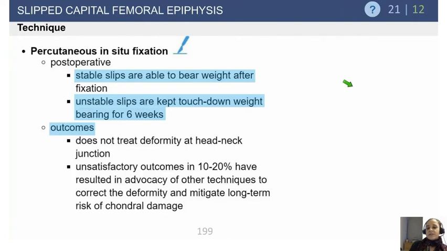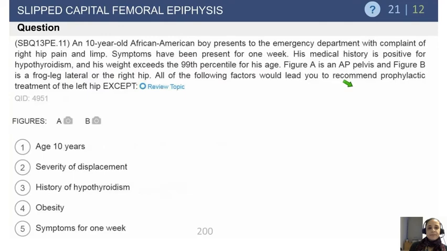Stable slips, we generally allow to bear weight right after they're fixed, and unstable slips, we generally keep touchdown weight bearing for about 6 weeks. So the rule of thumb is, if you could bear weight beforehand, you can bear weight after. Outcomes for in situ screw fixation are generally good, but this doesn't address any kind of deformity that you have afterward secondary to your slip.